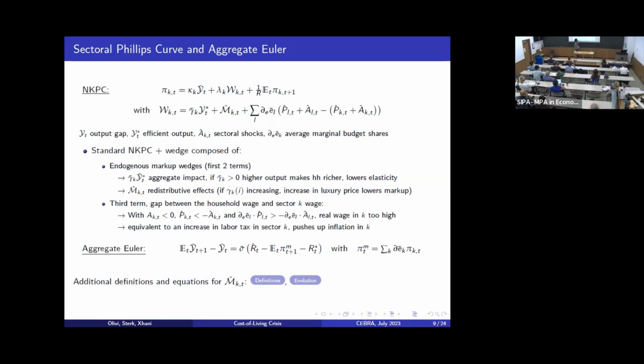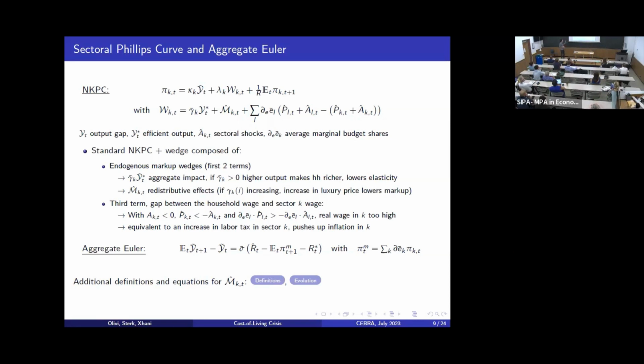If you look at this price gap, which is the third term, the first term is by how much you change the wage of households when you change prices, and the second term is by how much you change the wage that firms in sector K pay the worker. So when you have a shock to sector K, and imagine that at the margin households don't consume that much of good K, if prices don't respond that much to the shock, you're going to relatively increase the wage that the firm has to pay compared to the wage that you pay to workers, and that's going to push up inflation as well.